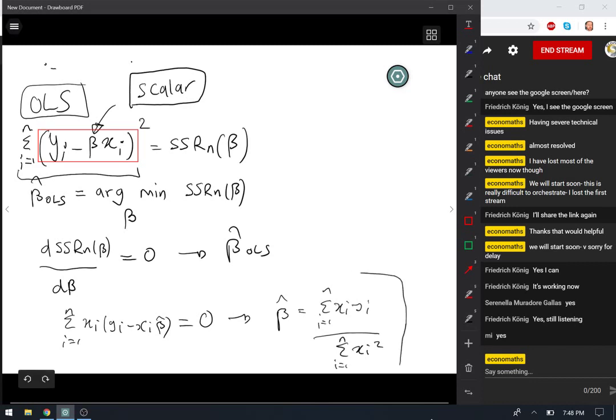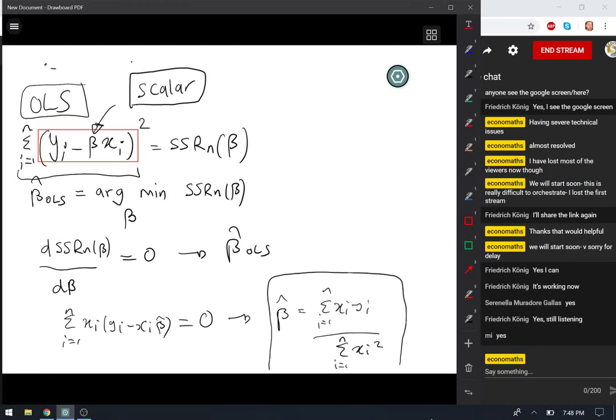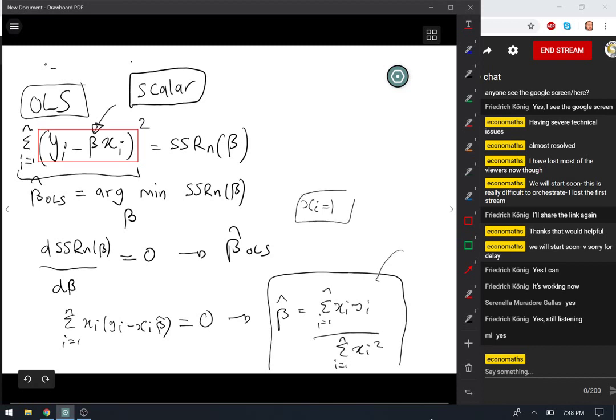So this is the OLS estimator in a one parameter, one regressor model. Okay, and we can see, for example, if xi was a constant, if xi was equal to 1 everywhere, so we just regress y on a constant, we can see this would be the sample mean. So that's a common example of a one regressor model where we just work out the sample mean. You can see if you plug in xi equals 1, we're just going to get sum of y over n.